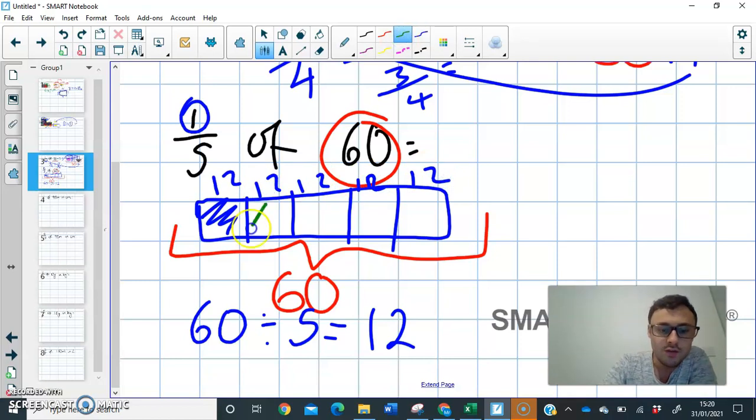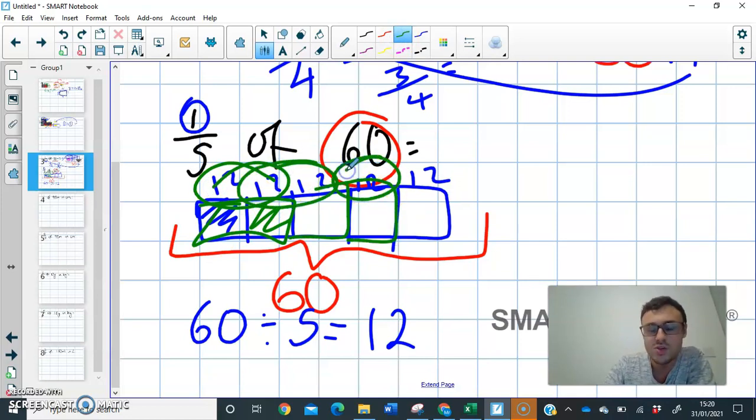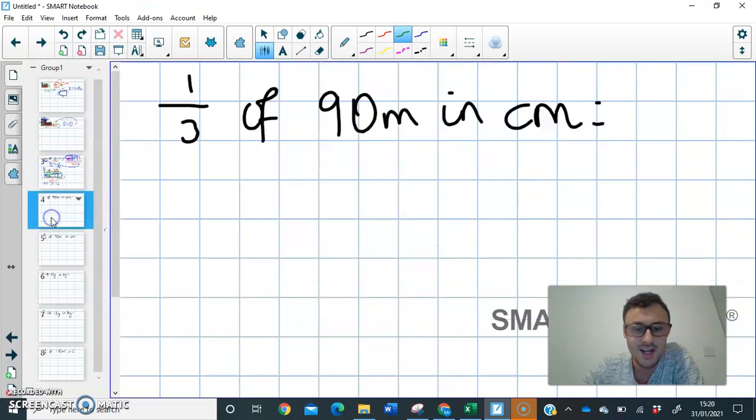So 2/5, both of these would be 2 lots of 12, which is 24. 3/5 would be 36. 4/5 would be 48. 5/5 would be 60, funnily enough, a whole. Okay, so that's how we're tackling those basic questions. And some of you have got those to start with, which are fairly straightforward. You just need to divide by the denominator and then times your answer by the numerator, times it by the top, divide by the bottom, times by the top.